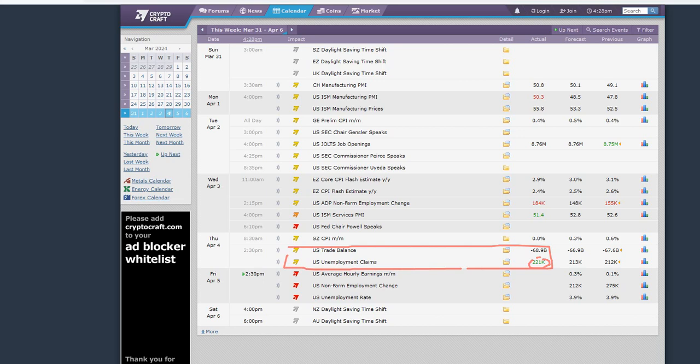Tomorrow we'll have also some important data. You can keep a look at it. US average hourly earnings, non-farm payroll, very, very important, and the US unemployment rate will be published at 8:30 New York time, or if you are in Great Britain, about 1:30 p.m., and in other European countries at 2:30 p.m.